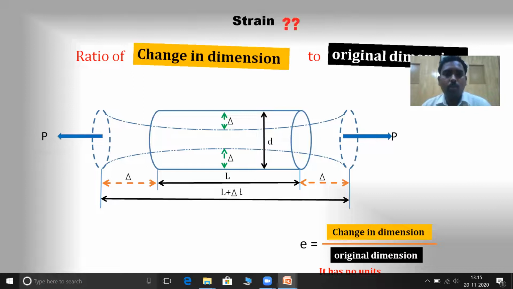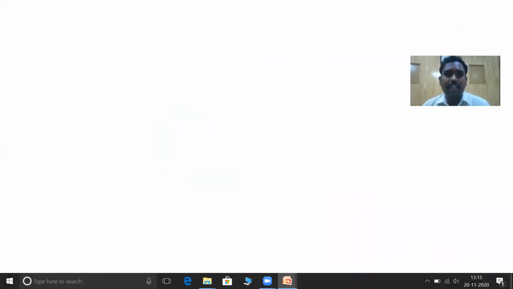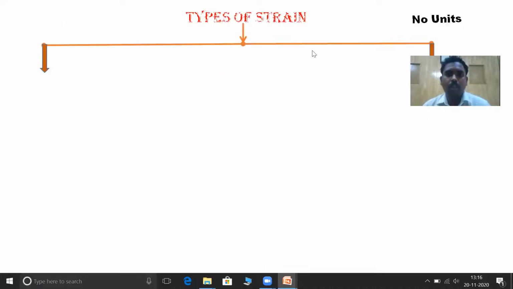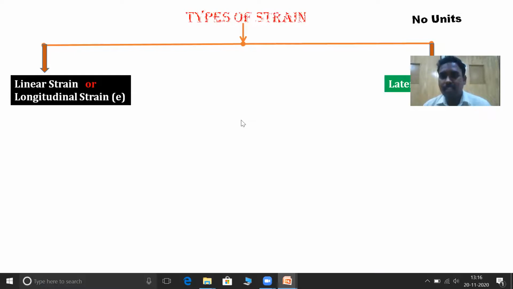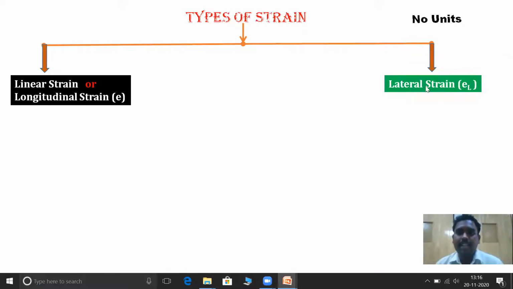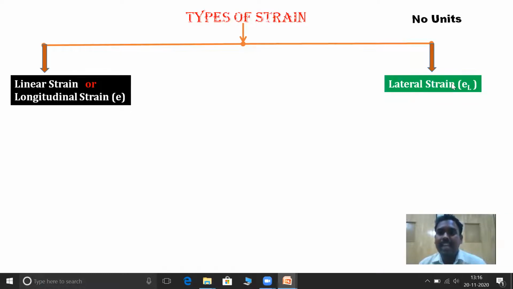Okay, students. Now let's move on to the next slide, that is types of strains. Students, in this slide, let us understand what are the different types of strain. So there are normally two types of strains, that is linear or longitudinal strain, and one more, lateral strain. Linear strain is represented with the help of alphabet E, whereas the lateral strain is represented with the help of alphabet EL. EL is nothing but a lateral strain.